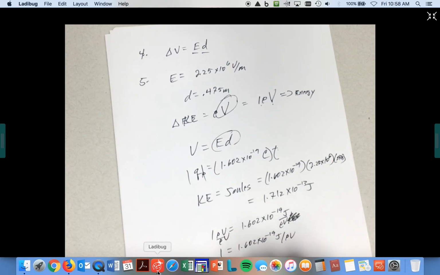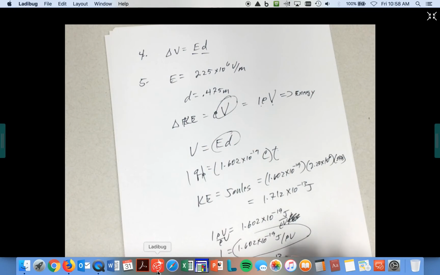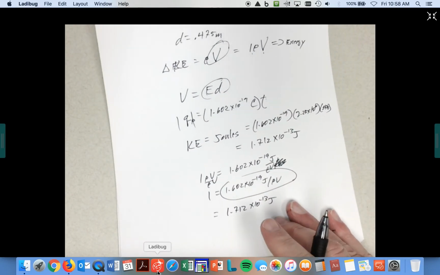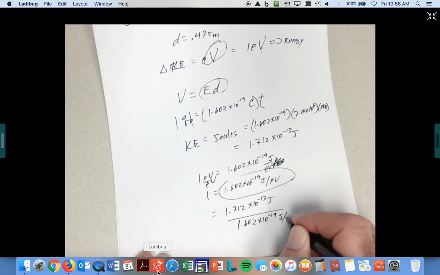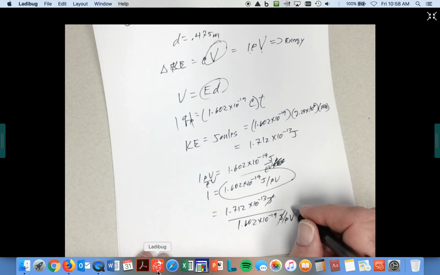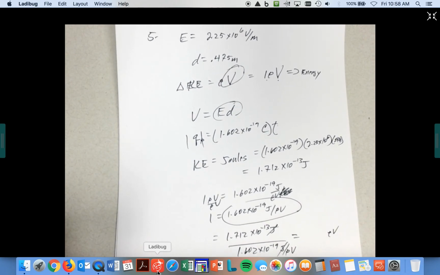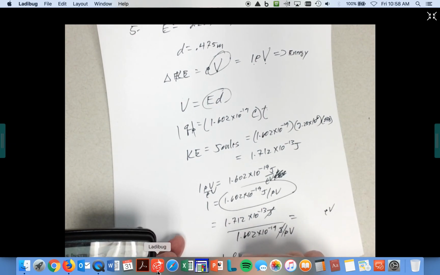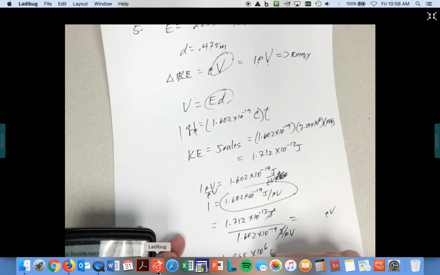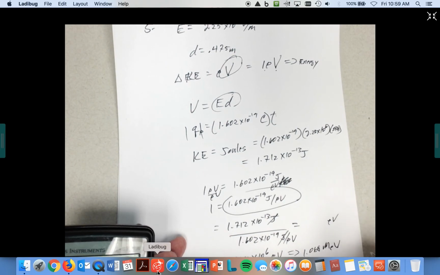So if I divide this answer, 1.712 times 10 to the negative 13 joules, by this 1, 1.602 times 10 to the negative 19 joules per electron volt, look what happens. I wind up with electron volts. I divide that by 1.602 E to the negative 19. Boom. And look what I wind up with, keep this number in mind, 1.068 times 10 to the 6th electron volts. We'd actually call that probably 1.06 mega electron volts in a particle physics lab.